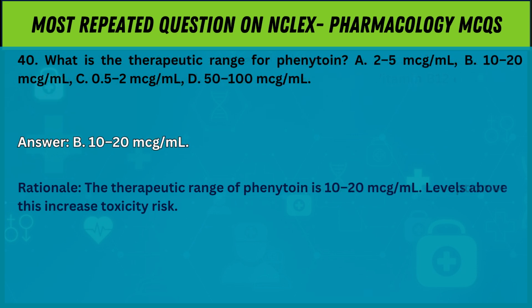40. What is the therapeutic range for phenytoin? A. 2 to 5 mcg/mL. B. 10 to 20 mcg/mL. C. 0.5 to 2 mcg/mL. D. 50 to 100 mcg/mL. Answer: B. 10 to 20 mcg/mL. Rationale: the therapeutic range of phenytoin is 10 to 20 mcg/mL. Levels above this increase toxicity risk.